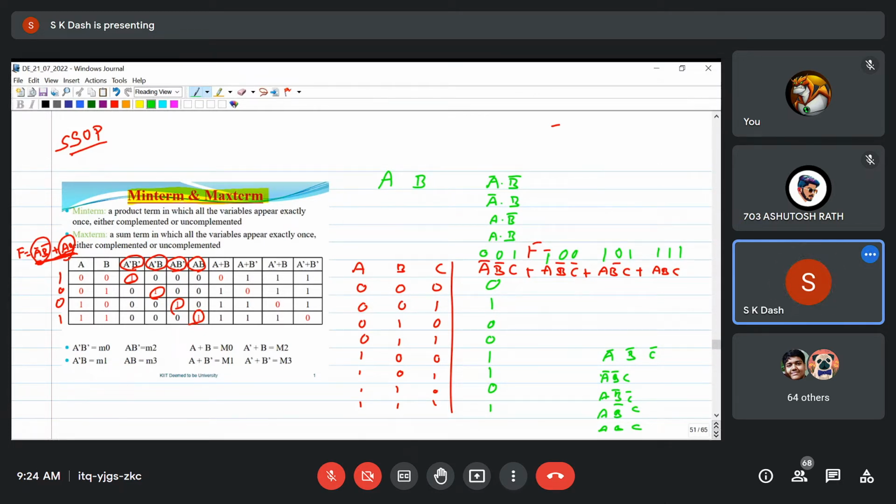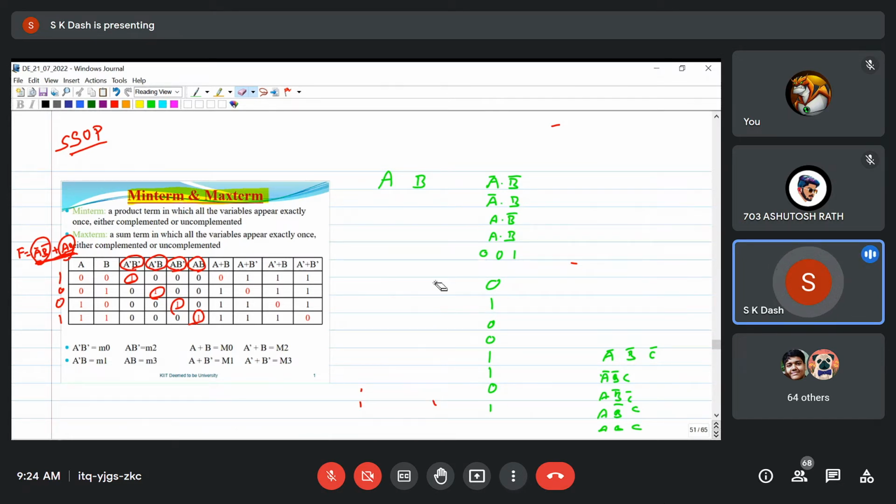Okay. So each of these product terms is called a mean term. There is a particular notation used for that. Okay. So what happens? A bar B bar is 0 0. A bar B is 0 1. AB bar is 1 0. AB is 1 1.